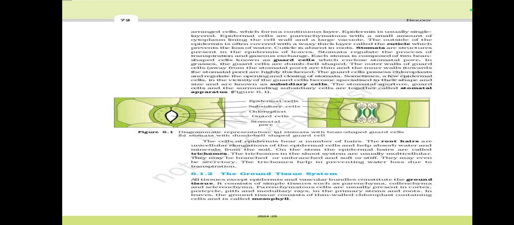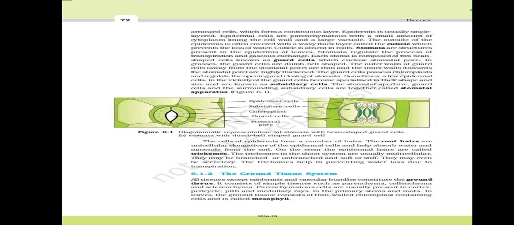Sometimes a few epidermal cells in the vicinity of the guard cells become specialized in their shape and size and are known as subsidiary cells. The stomatal aperture, guard cells, and the surrounding subsidiary cells are together called the stomatal apparatus, which is shown in figure 6.1: stomata with bean-shaped guard cells and stomata with dumbbell-shaped guard cells.